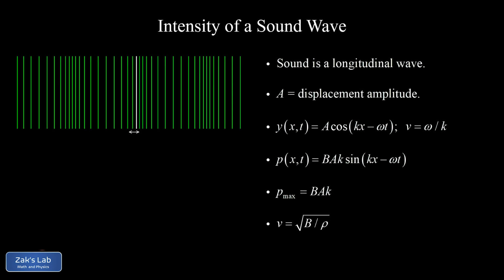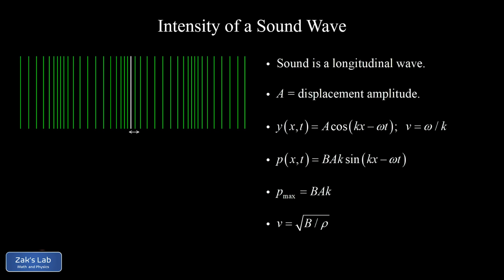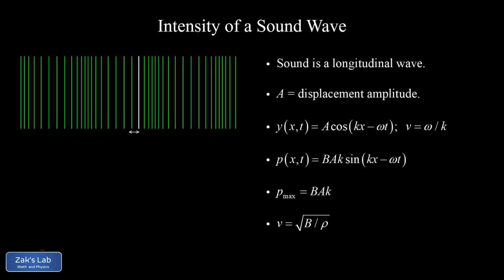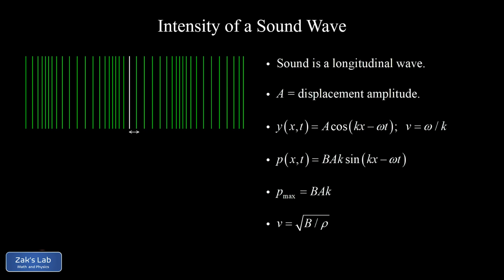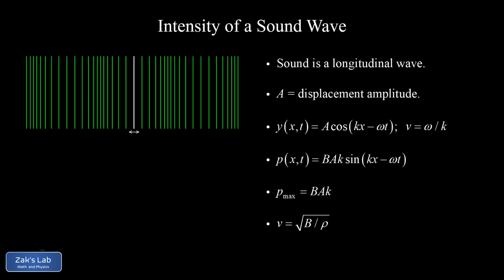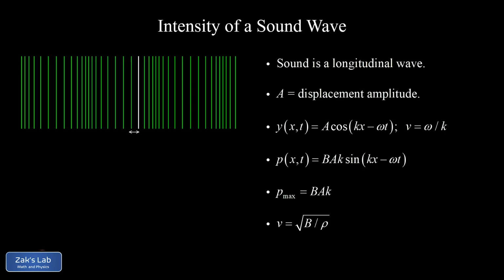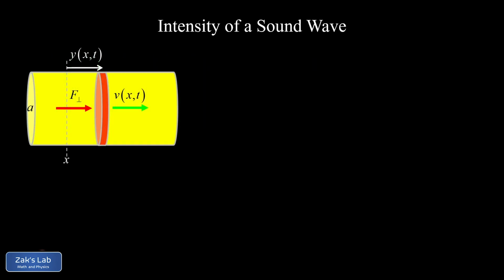And then finally, we need to use the fact that the speed of sound as a sound wave travels three-dimensionally in a material is given by the square root of the bulk modulus divided by the density of the medium. Okay, so now we're ready to look at the energy issues in a sound wave and derive our expression for intensity. So we're setting out to find the intensity of a sound wave arriving at a particular location.